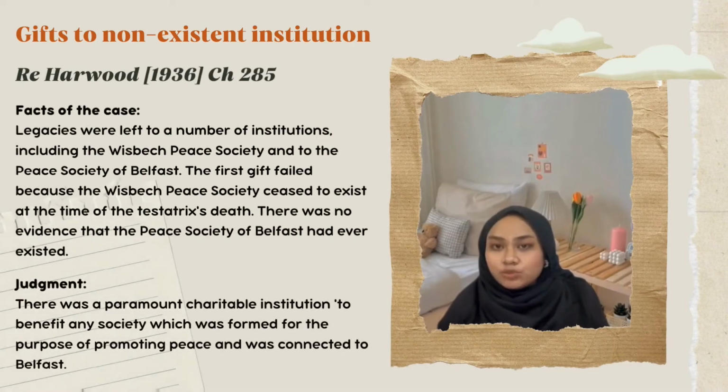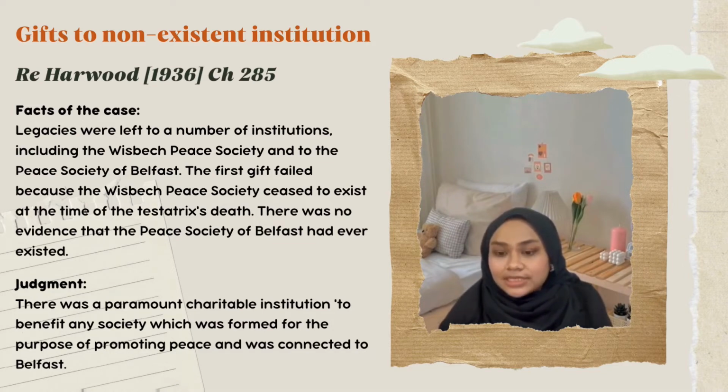The second situation where the initial impossibilities are said to occur is when the gift is for a non-existent institution. We can take a look at the case of Re Harwood in 1936, where a donation was left for a number of institutions, including the Wisbech Peace Society and the Peace Society of Belfast. The first gift is said to have failed because the Wisbech Peace Society had ceased to exist at the time of the testator's death. However, there was no evidence showing that the Peace Society of Belfast had ever existed during that time.